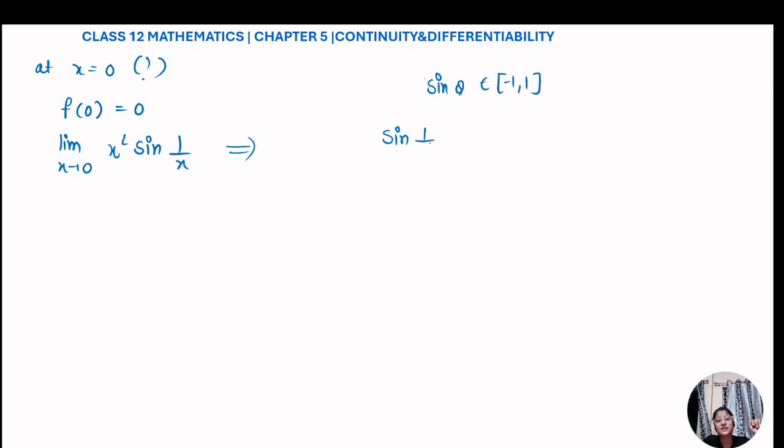So we can say sine of 1 upon x is greater than or equal to -1 and less than or equal to 1. By this, multiply both sides by x square. X square is a positive number, so we can easily multiply on all sides.